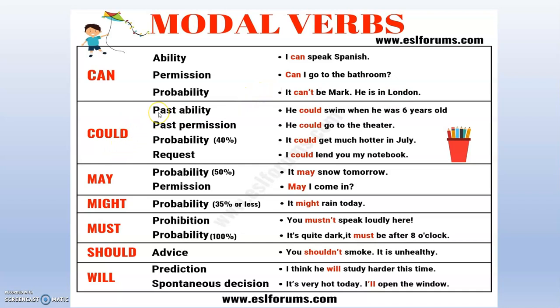Could. It is the past tense form of can. So it becomes past ability. What somebody could do in the past. He could swim when he was 6 years old. Past permission. He could go to the theatre. Probability. Here the probability is only about 40%.